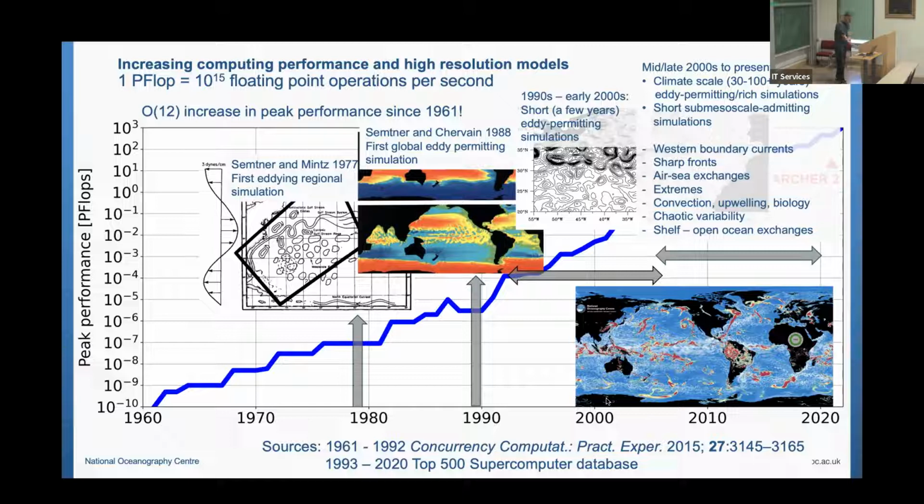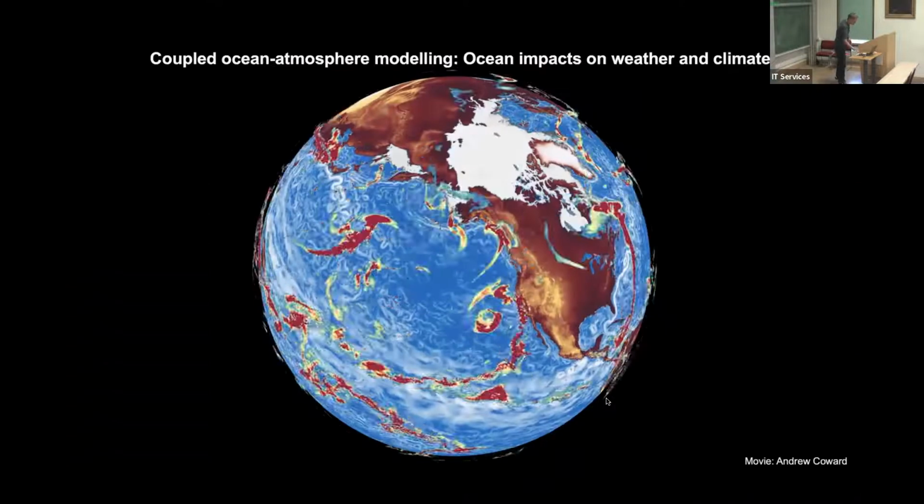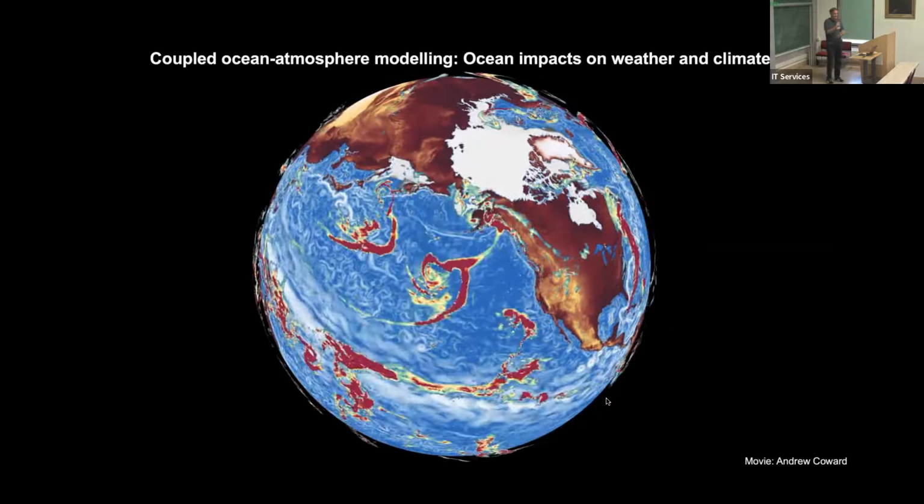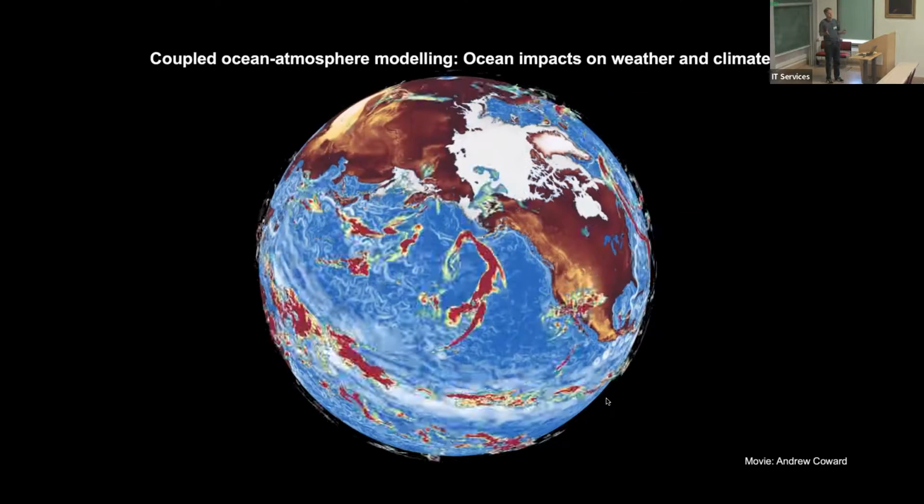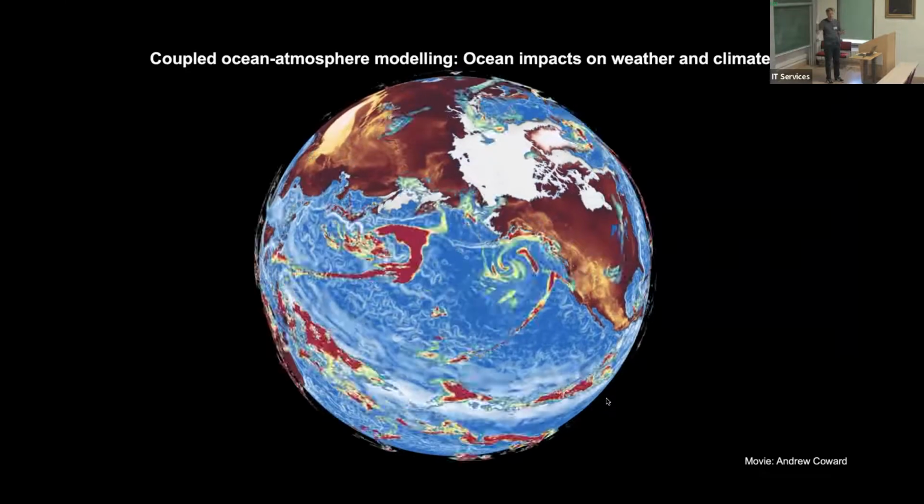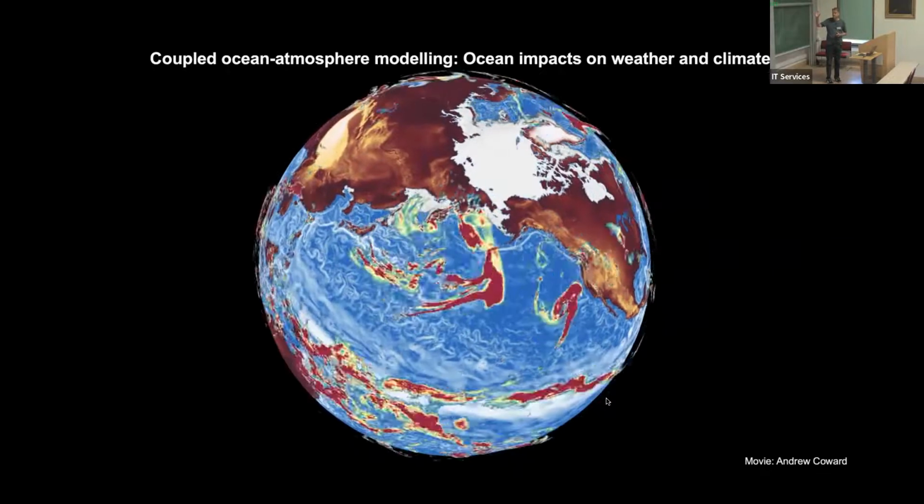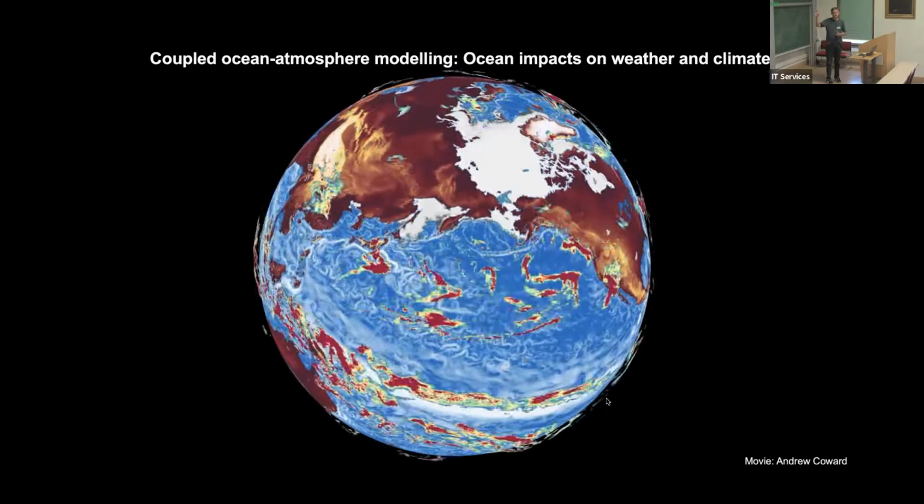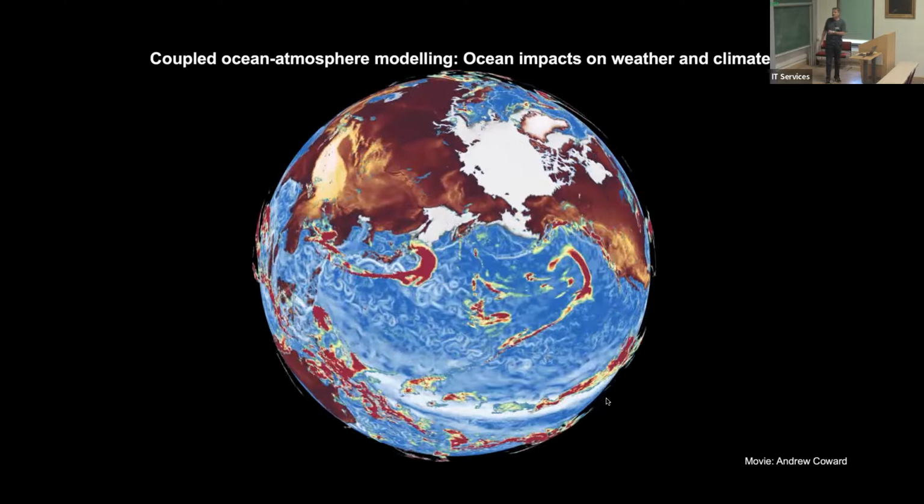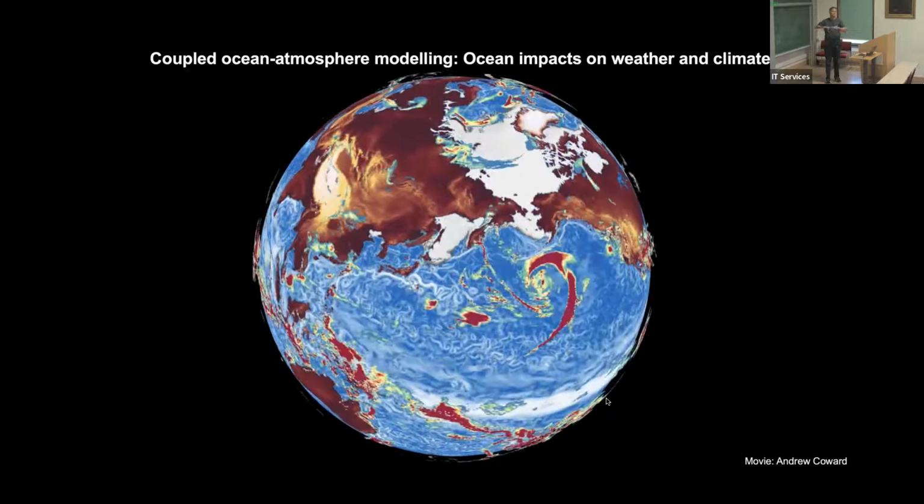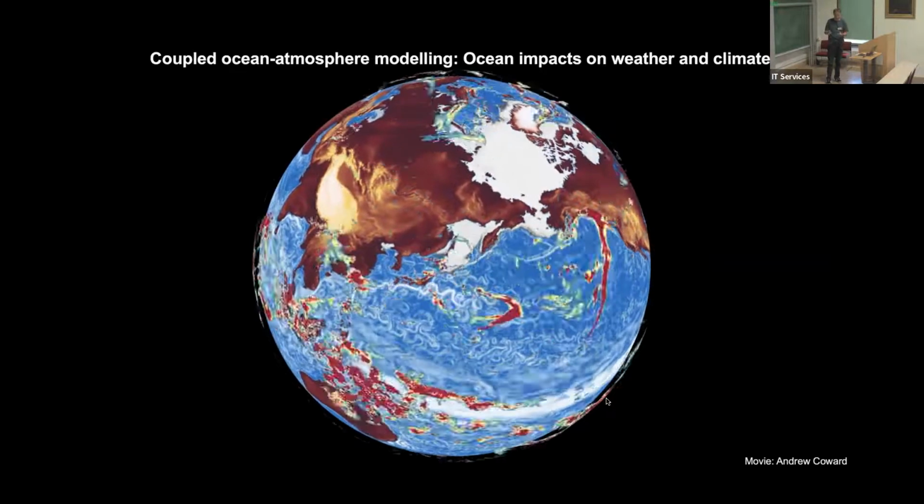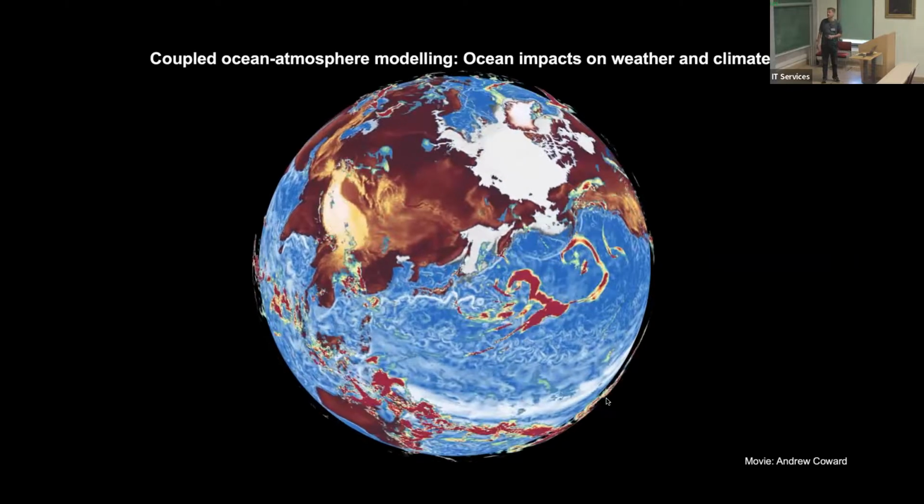Now, just to show you another example of where we stand now in terms of coupled modeling. Before, my first movie was just showing the ocean on its own. Now, if you want to do climate, we need to couple it, obviously, to the atmosphere. So we want both systems, the ocean and the atmosphere, talking together.